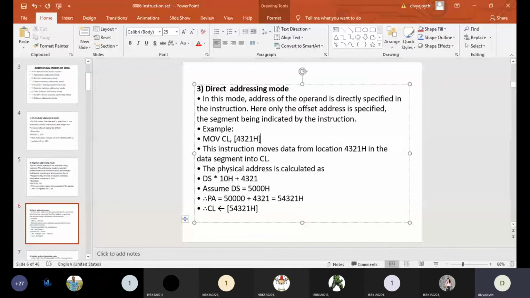This is the address, right? So that will move on to this particular location. Whatever data is present in this particular location, that data will be moved on to the destination register. So I'm repeating it once again.